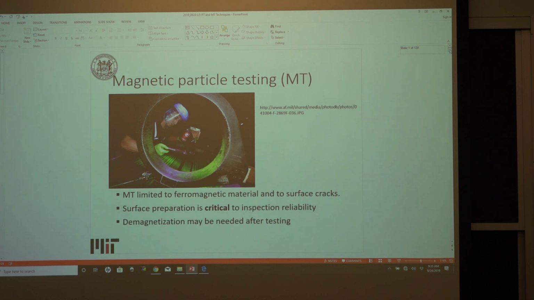For magnetic particle testing, it's not rocket science, but you need to realize that magnetic particle testing, since it involves magnetic particles, can only be used on ferromagnetic materials. So you can't use this if it's just strictly high density polyethylene.